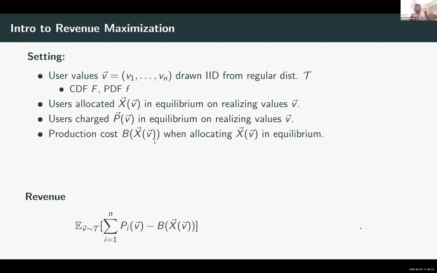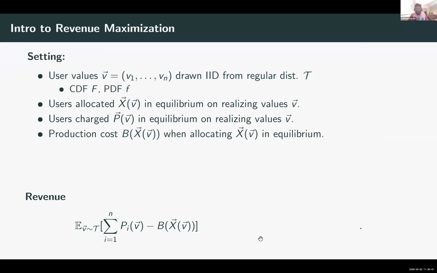So here, the goal is to maximize revenue, right? That is the auctioneer's perspective here, and in the transaction fee world, that is going to be the miner's perspective. The miner cares about its revenue. However, optimizing for revenue is hard because of two reasons. So the first is the revenue sums over all payments made by the users minus the production costs.